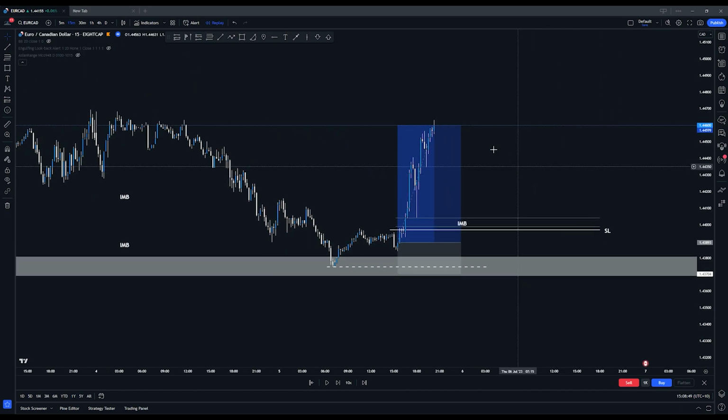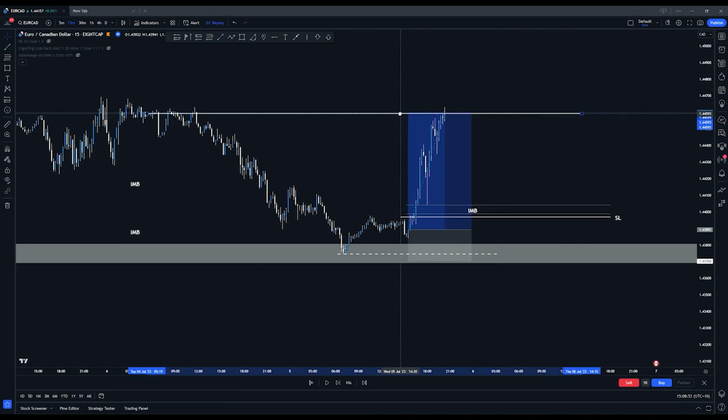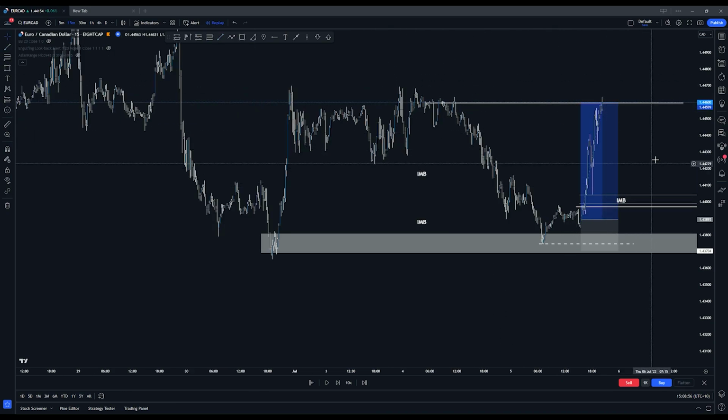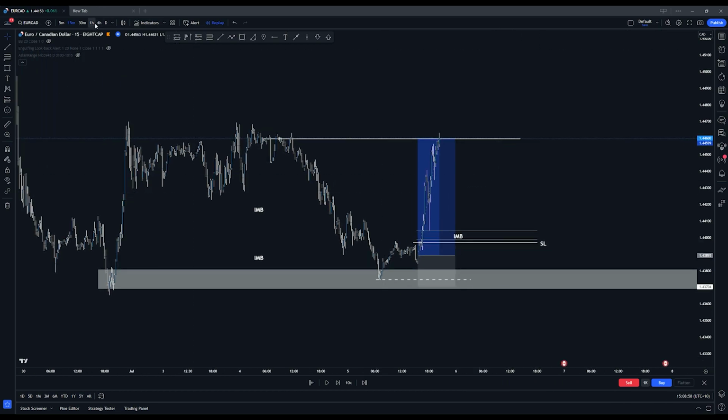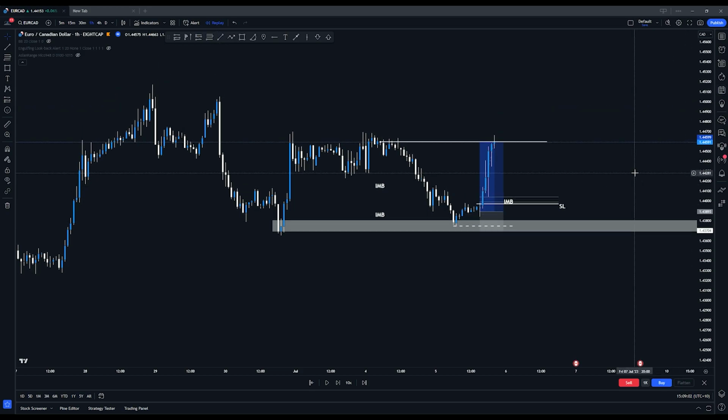Quick breakdown for you. Obviously, we aimed for the highs of this level and just a little bit below them, just to be safer. So yeah, that's the trade. That was the breakdown. It only took a few hours to finish it. It was one of the better trades that I've done in the last couple of weeks. The rest have been pretty slow and painful. So yeah, that's the breakdown for the trade, guys.